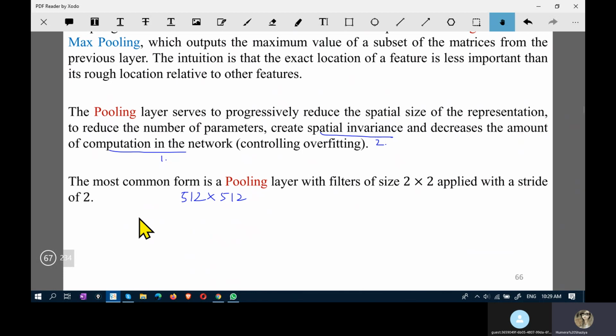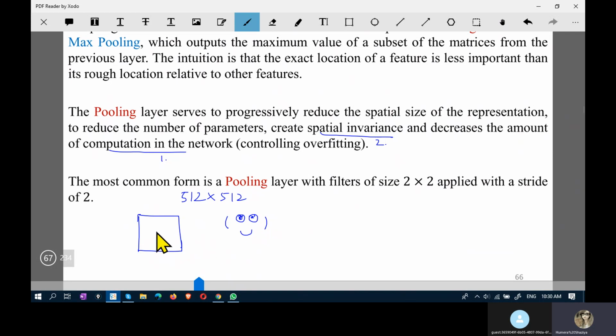Spatial invariance. Spatial invariance means as you go along finding the features. Please recall that features are those elements in an image that combine together to form an image. For instance, your circles and your curves, your edges and colors, this black, this white. These are the features. As you go on processing the image, you are able to find the features which may occur anywhere in the image. That is known as spatial invariance.